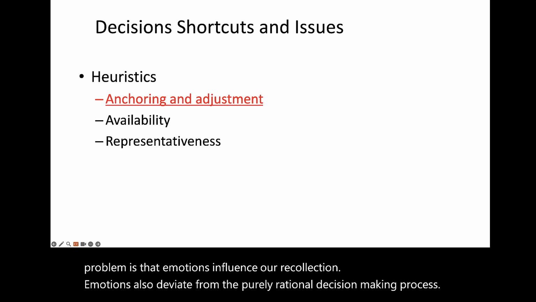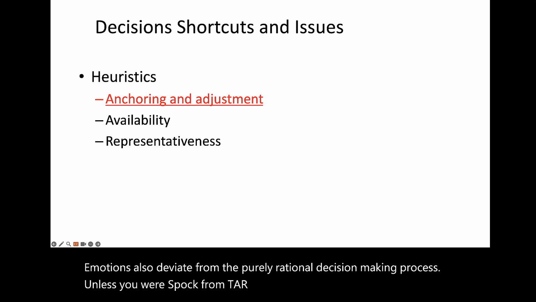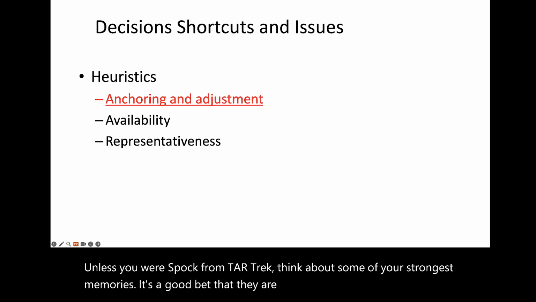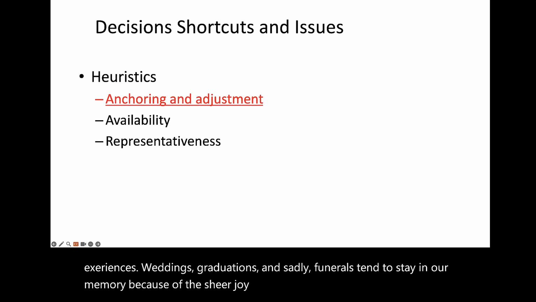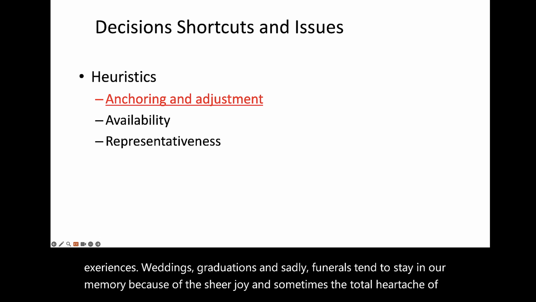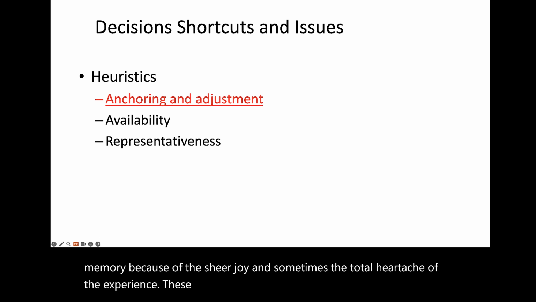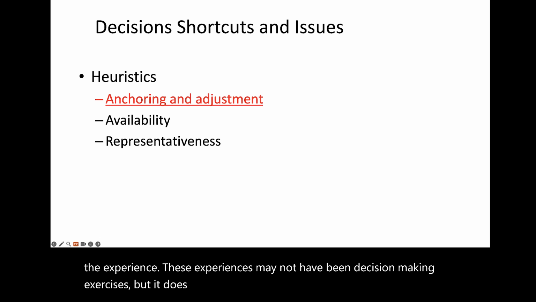Think about some of your strongest memories. It's a good bet that they are strongly tied to strong emotional experiences. Weddings, graduations, and sadly, funerals tend to stay in our memory because of the sheer joy and sometimes the total heartache of the experience. These experiences may not have been decision-making exercises, but it does show that emotions influence our recall, and the availability heuristic depends heavily upon recall.